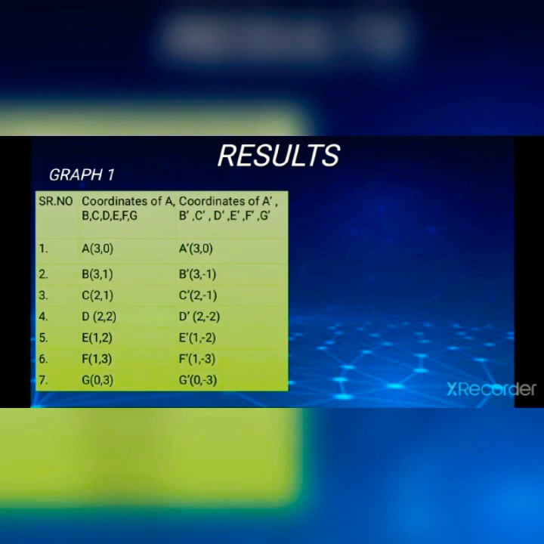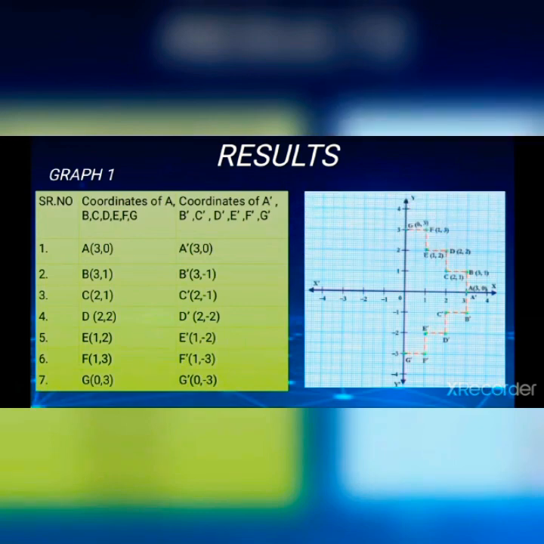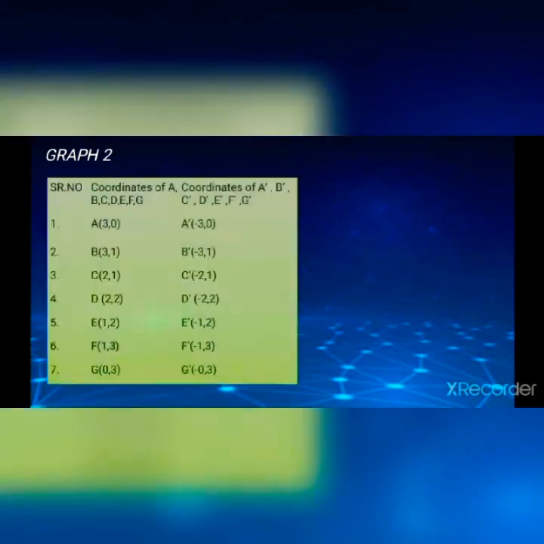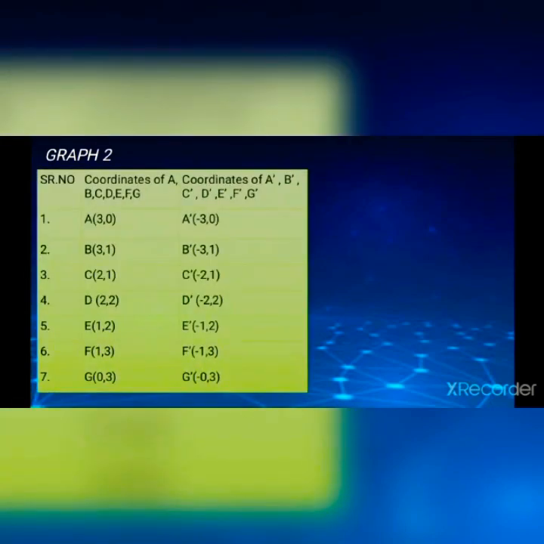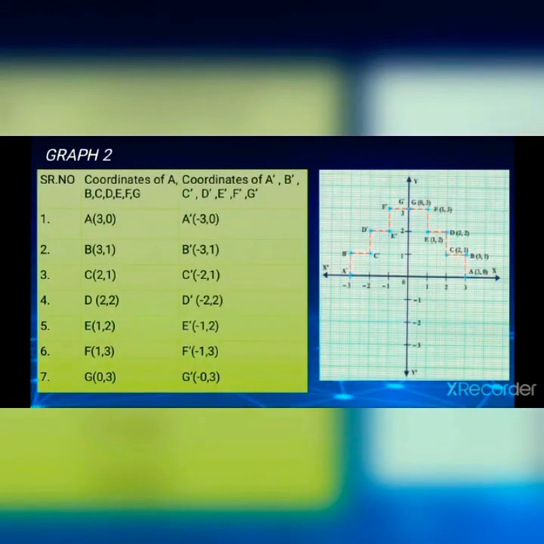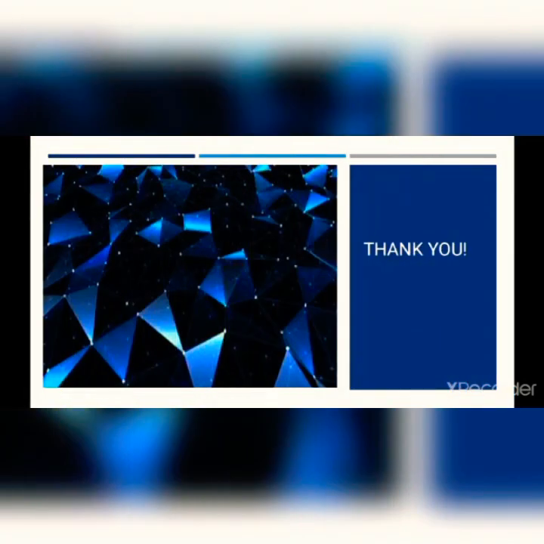So results. Results of graph 1. This is the table that we have obtained by the results of quadrant 1 and quadrant 4 respectively. And this is the graph of the mirror image on the x-axis. Graph 2. This is the table of quadrant 1 and quadrant 2. And this is the graph of the mirror image on the y-axis. So hence I conclude that we have got the mirror images on the x-axis and y-axis by using the figure flight of stairs.